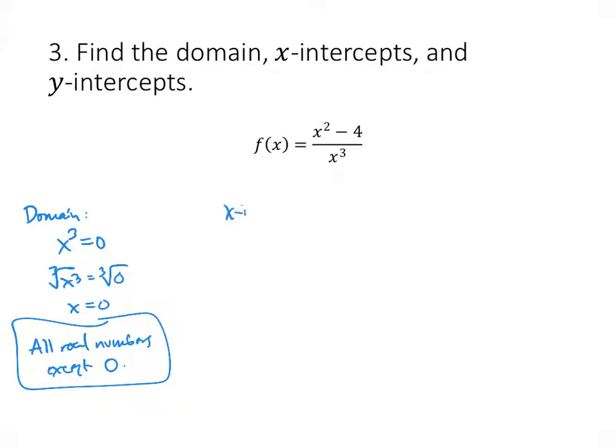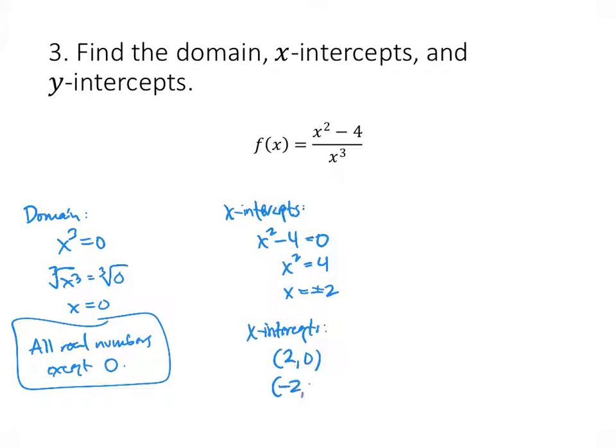For the x-intercepts, we set the top of our fraction equal to 0. So we get x squared minus 4 equals 0. That gives us x squared equals 4. Take the square root of both sides, we get plus or minus 2. And since both of those numbers are in the domain, we have two x-intercepts, which would be 2, 0 and negative 2, 0. For the y-intercept, we want to plug in x equals 0, but we can't, because our domain is all real numbers except 0. f of 0 is undefined, and so that means that we have no y-intercept.